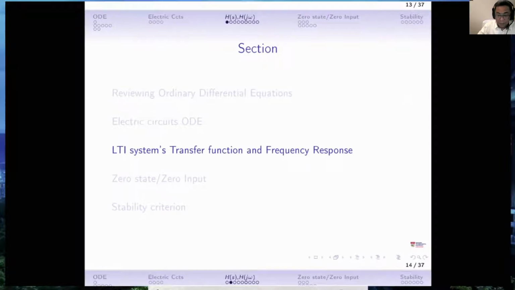Welcome back. We are at Laplace transform slide 4B. We are still continuing with LTI system transfer function. This is slide 4B, section 3. So today we'll study LTI system transfer function and frequency response.